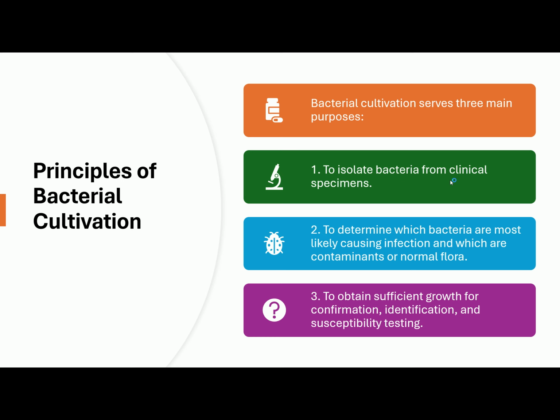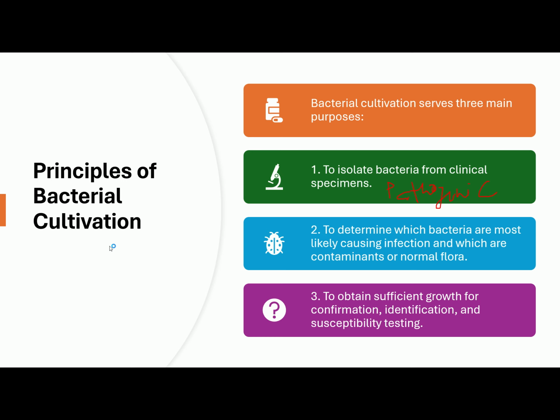We need to isolate the target bacteria from the clinical specimen, class, because in some cases, the samples sent have more than one type of bacteria. So, we want to look for the pathogenic bacteria. The second one is to determine which bacteria are most likely causing infection and which are contaminants or normal flora.